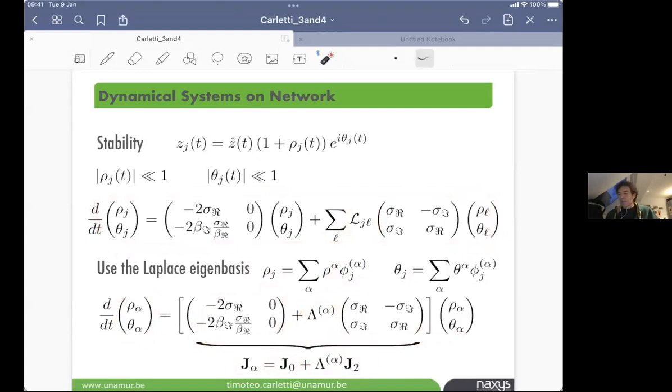And the question is: is it possible to find some lambda alpha, which is negative and larger than -2, such that this matrix has a positive real eigenvalue? In such a way, it is destabilized.